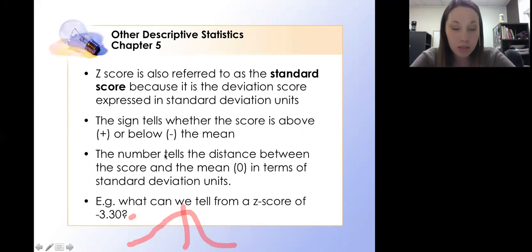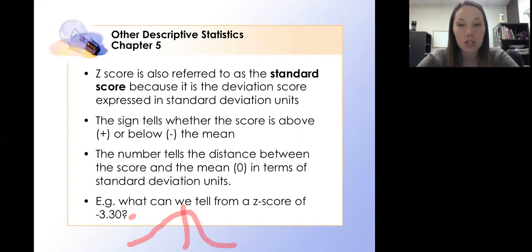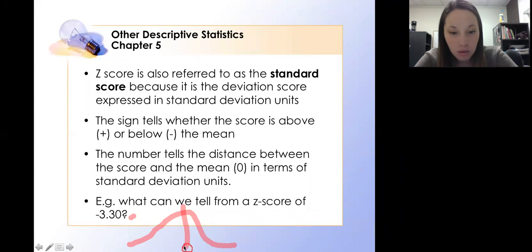The number of the Z-score, the number that you get when you do your formula, tells the distance, how far it is from the mean. So it tells the distance between the score and the mean in terms of standard deviation units. I guess I should probably say, I don't know if I said earlier explicitly, that the mean of the distribution is always a 0 in a Z distribution. So this is always going to be 0. Let me write that here. So this is always going to be 0.